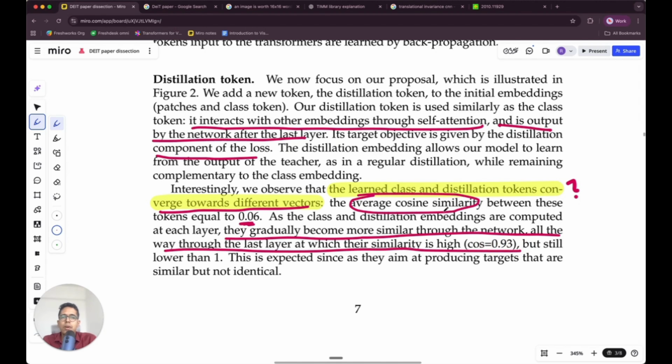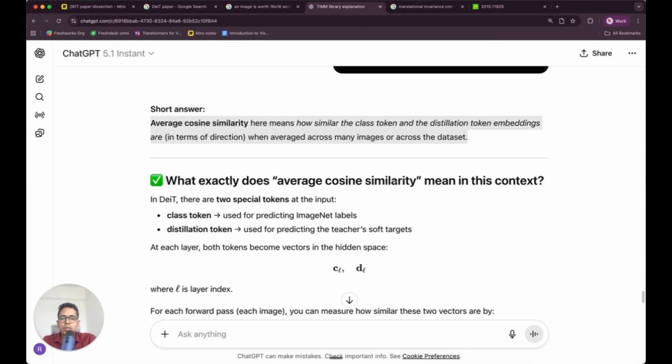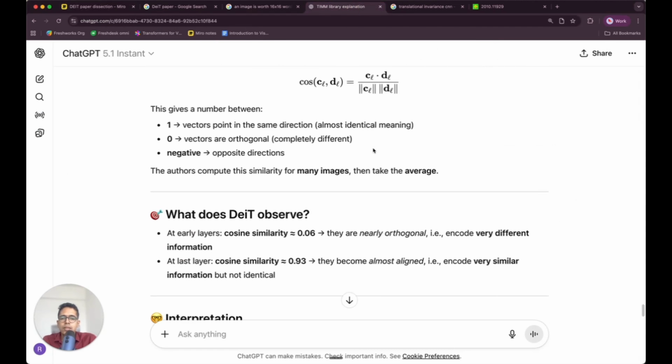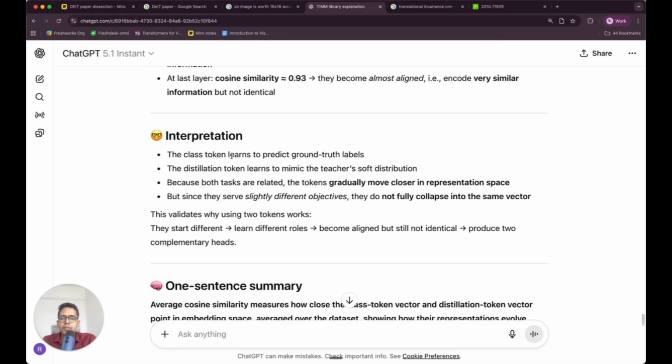So let me see what ChatGPT has to say about that. Okay, this is average cosine similarity. That is fine. The class token learns to predict actual ground truth. Distillation token learns to mimic teacher's distribution. We know that. Because both tasks are related, the tokens gradually move closer in representation space. But since they serve slightly different objectives, they do not fully collapse.